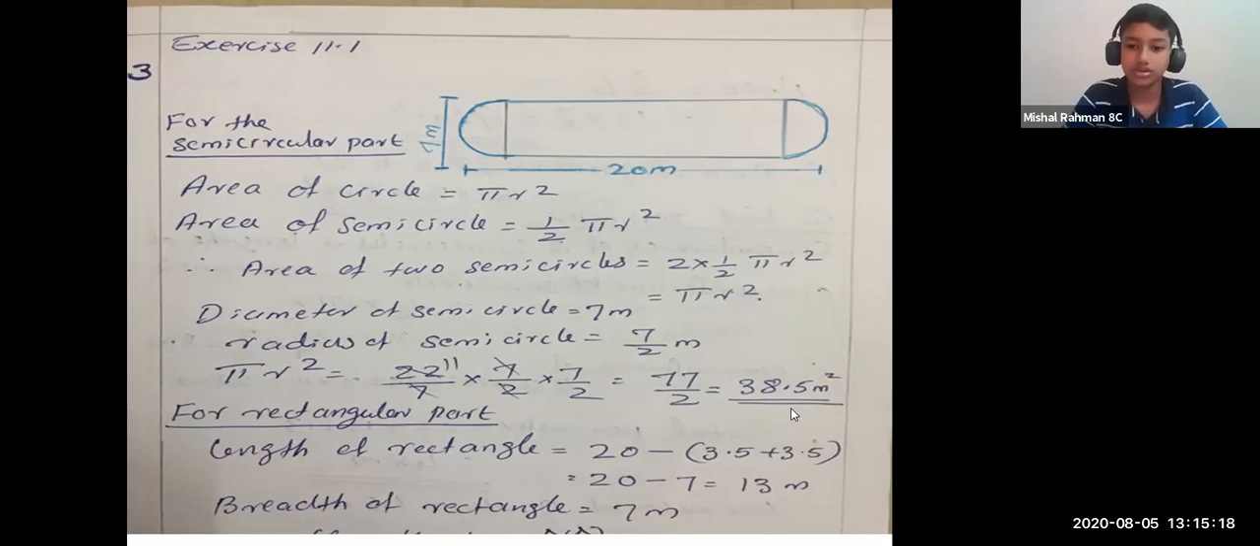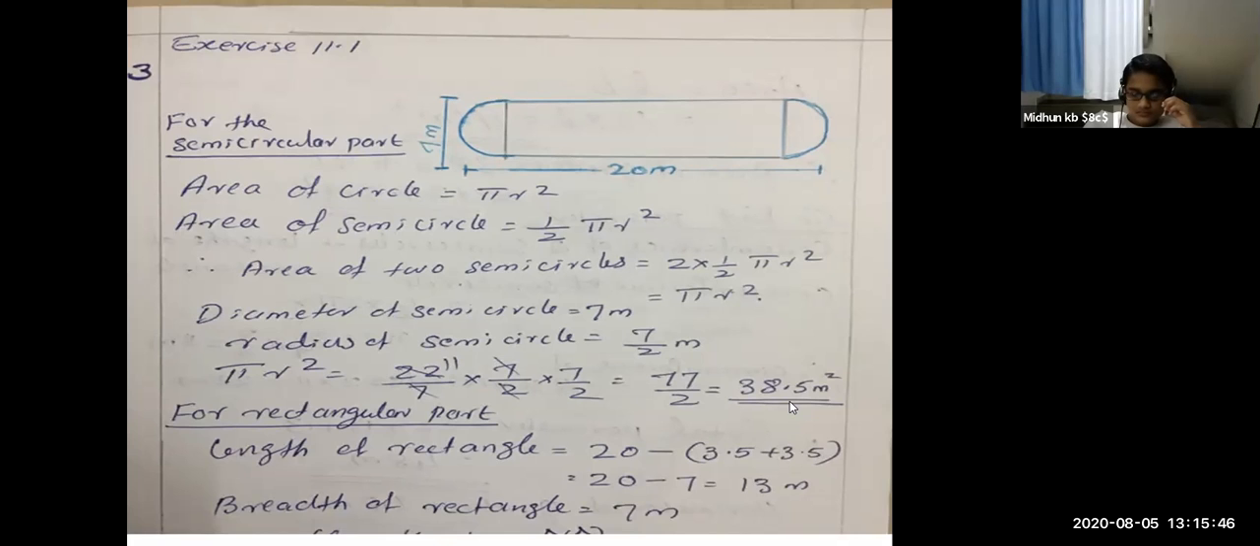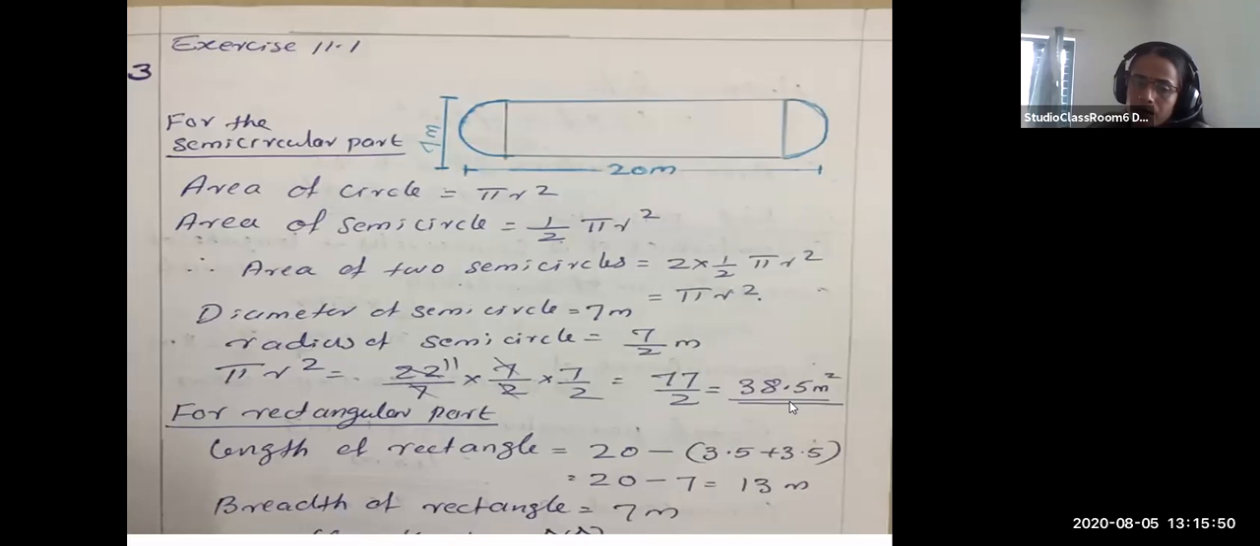Ma'am, can we find the area of the circle and divide by 2? No need to divide by 2, because we have two semicircles, so altogether it comes as a circle. Okay, all of you write until this 38.5 meter square. Did all of you write? Yes, ma'am. Okay, write it. And in between, if you have any doubt in any of the steps, ask me.